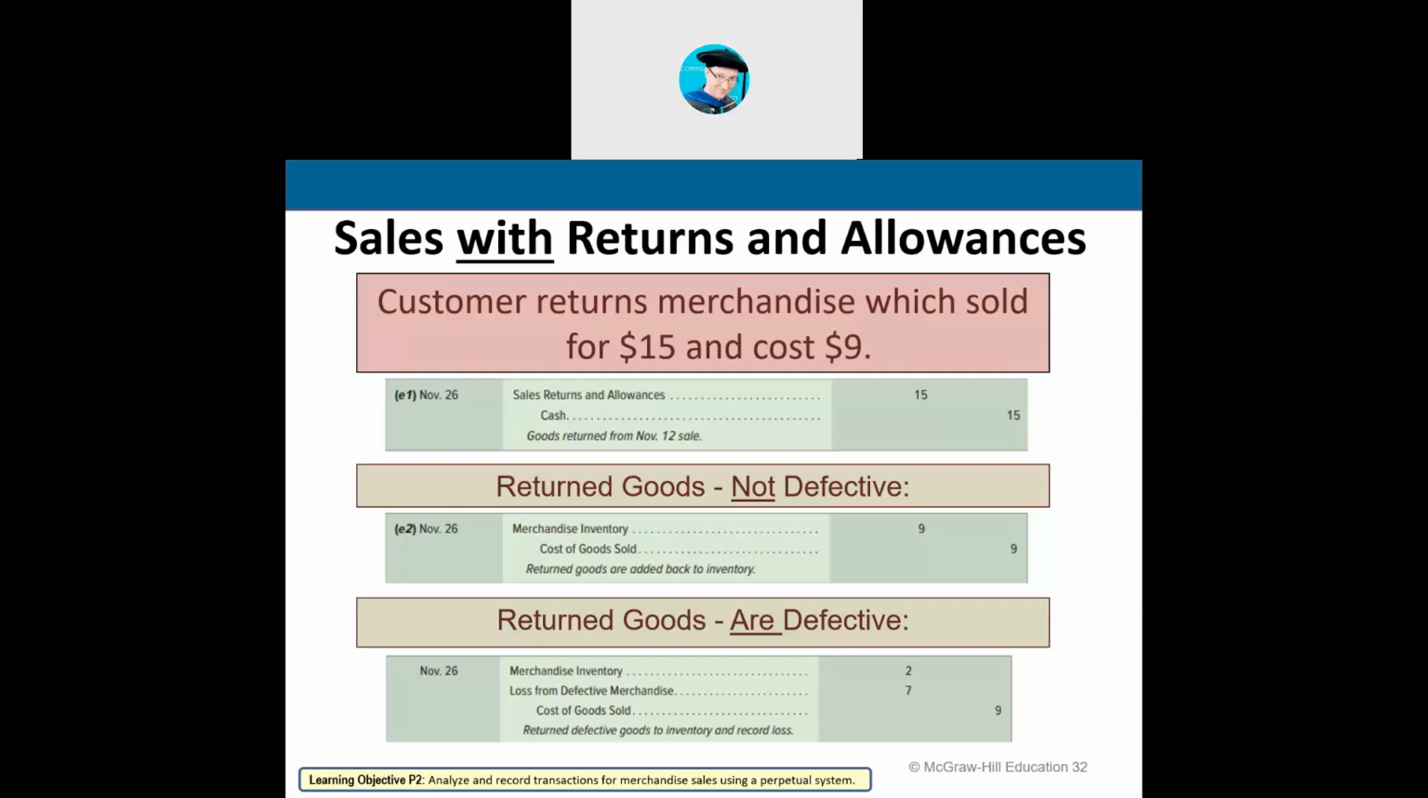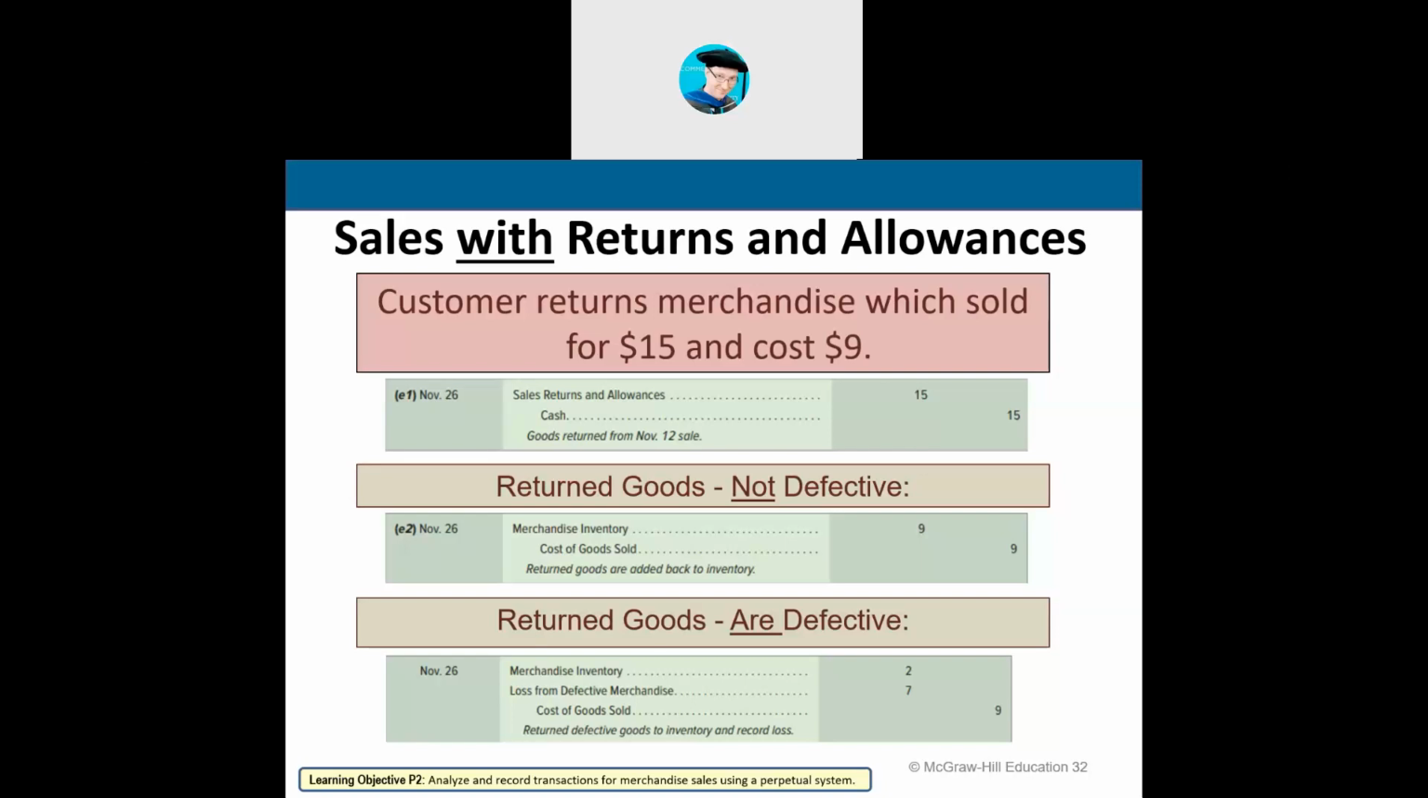Customer refund. We debit sales returns and allowances. That's the name of the account. We debit sales returns and allowances when there's a return of inventory. And we credit cash to give the customer their cash back from the sale. That's if the product is not defective.